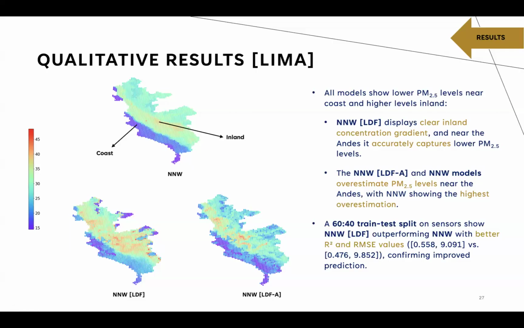Given the small number of sensors, we also did a 60-40 train test split on the sensors to show that NNW LDF clearly outperforms NNW with better R2 and RMSE values. The NNW LDF had an R square of 0.55 and an RMSE of 9.09, whereas NNW without the LDF feature had an R square of 0.47 and an RMSE of 9.85.